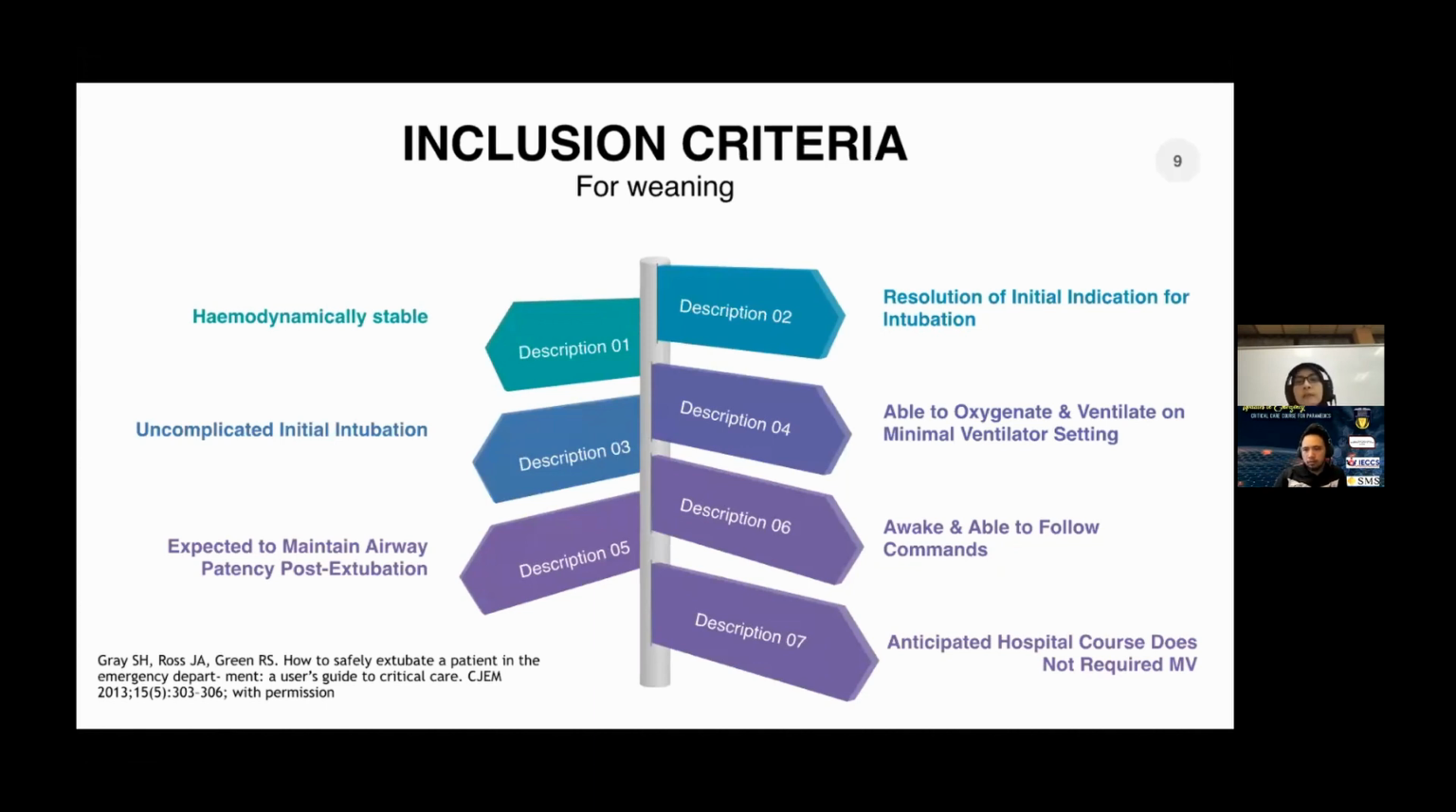Okay, and the resolution of the initial indication for intubation, meaning that if the patient comes to you with severe acute respiratory distress, that acute respiratory distress has been resolved, has been taken care of before you start the process of weaning. You need to be able to oxygenate and ventilate on minimal ventilator settings, meaning that FiO2 should be less than 0.6, your tidal volume as minimal as you can give to deliver to the patient, your PEEP as minimal as 5 or less, and your respiratory rate able to maintain the minute ventilation.